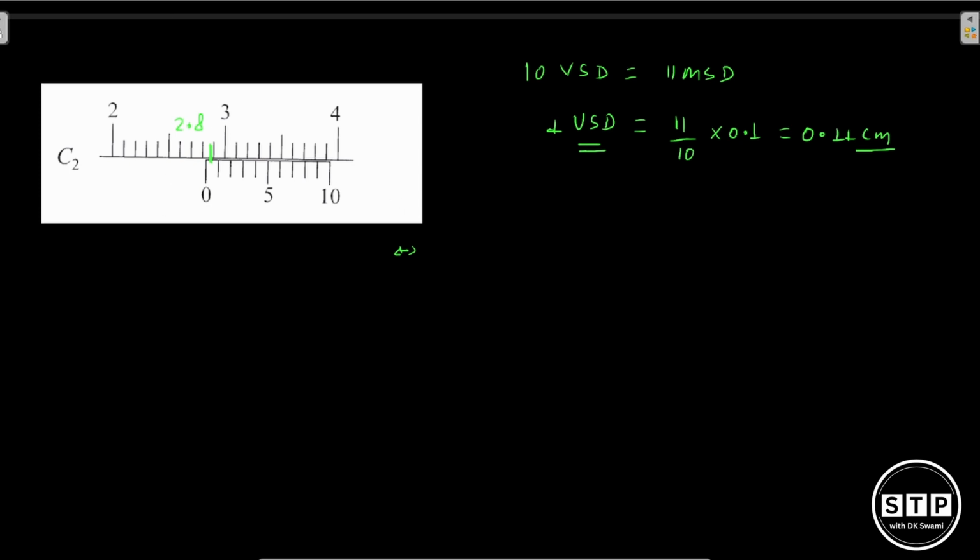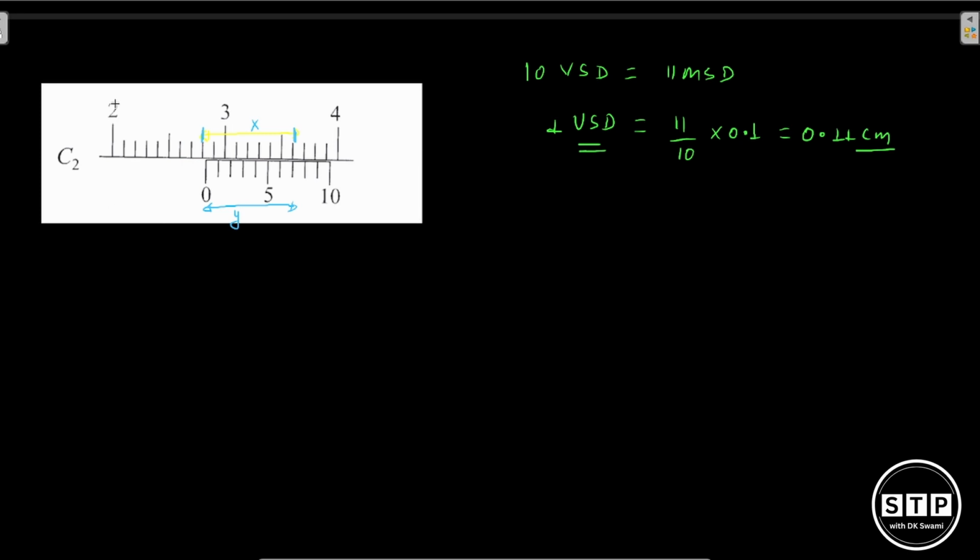In this case, to find out that length, I will take a length starting from 2.8 to that division of the main scale where the vernier scale is matching. I will consider this one as x. I hope this is visible to you. This is x, starting from this point and ending at the point where the main scale division is matching with the vernier scale division. So I am considering this as x and this length as y.